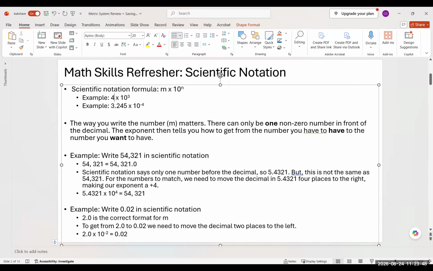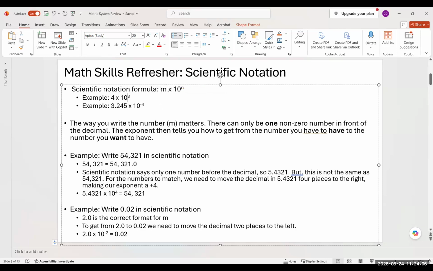Okay, then we have the times. You'll always have 10 because it's written as a base of 10, and then a digit. And the exponent here can be either positive or negative, and we'll work through how you determine which it should be.